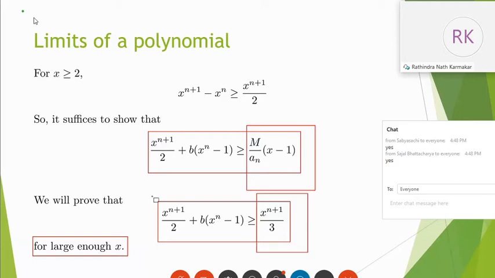So did you get this argument, what we are trying to do? We want to show that a is greater than or equal to c. We instead show that a is greater than or equal to b and b is greater than or equal to c. Here our a is this x power n plus 1 by 2 plus and so on, and c is m by n times x minus 1, and b is that x power n plus 1 by 3. So do you get this argument, this transitivity of inequalities?